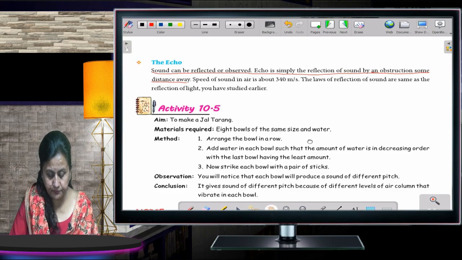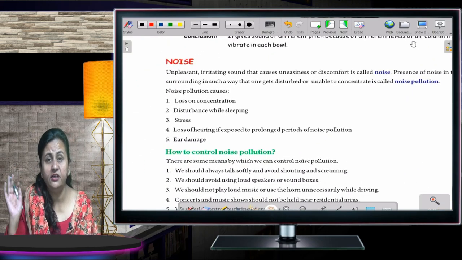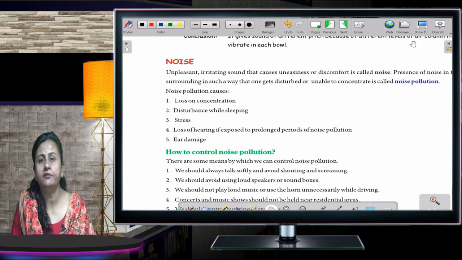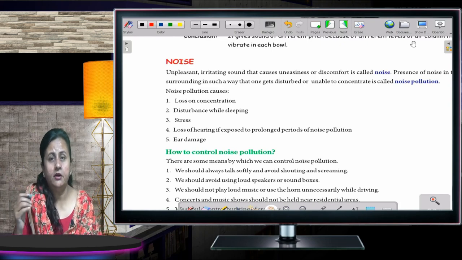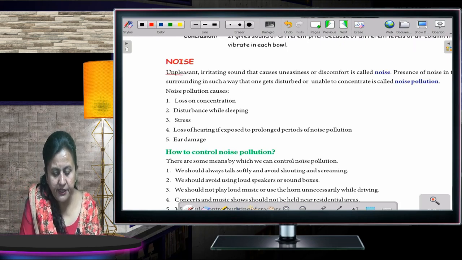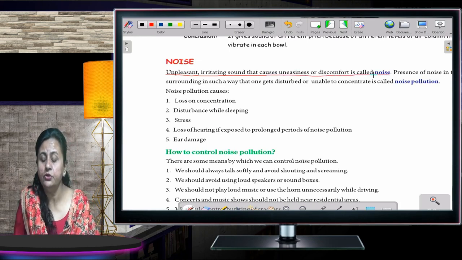Now what is noise? Just now I told you, noise is not pleasant. For some time you can tolerate it, but after some time you start getting irritated. Your frustration level goes very high. You really don't like it. Stop. That is what you can say at last. Unpleasant, irritating sound that causes uneasiness or discomfort is called noise.